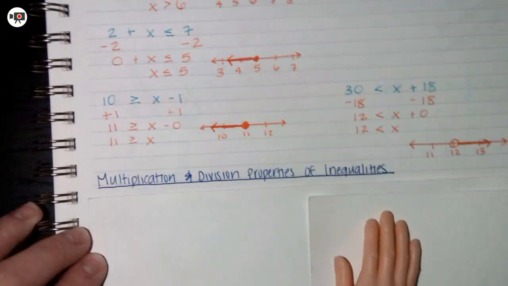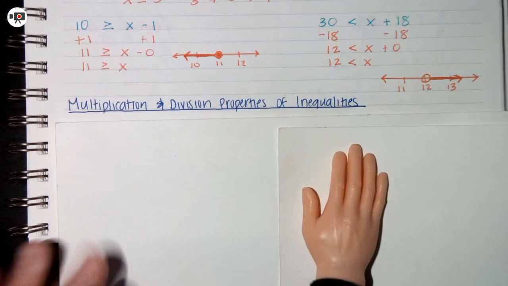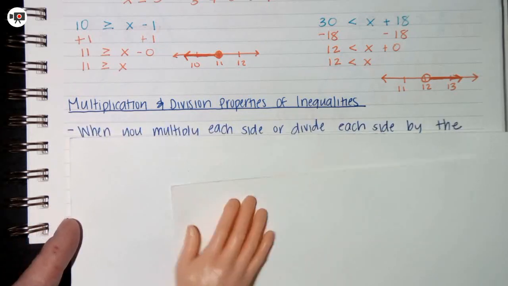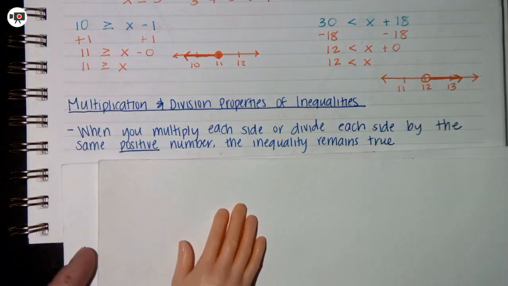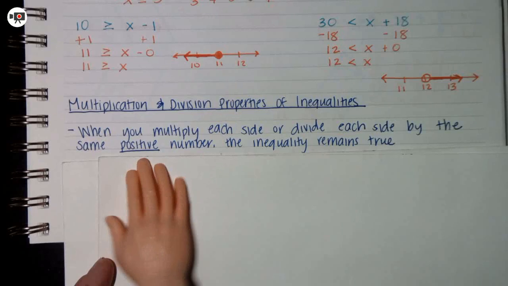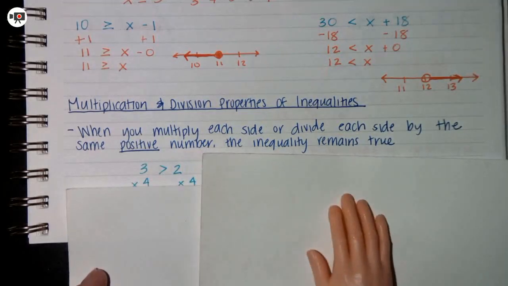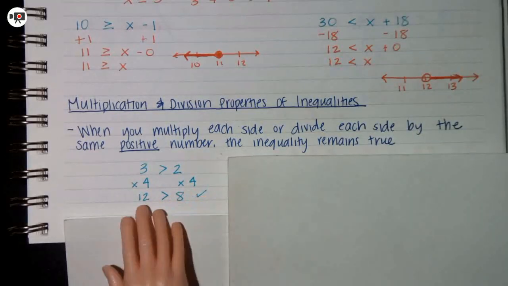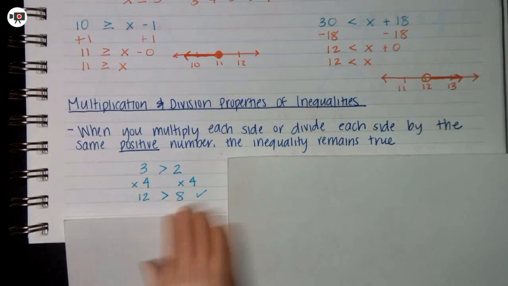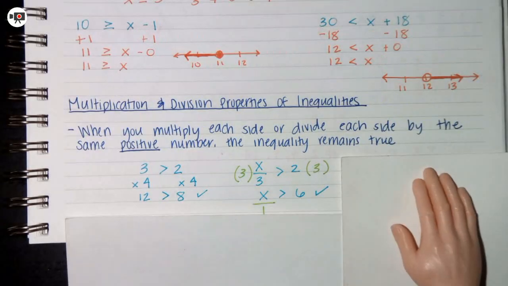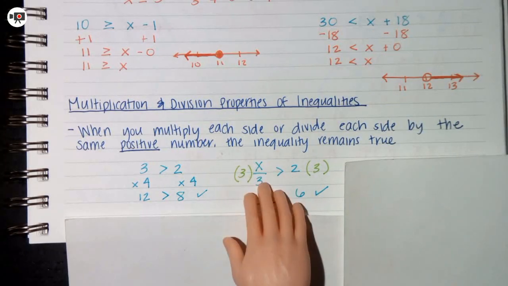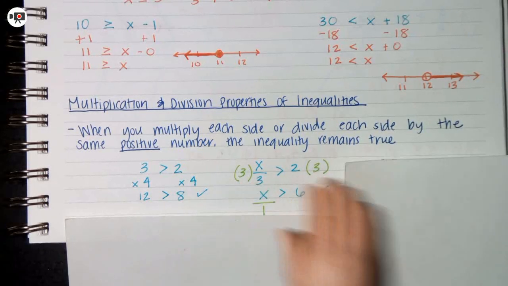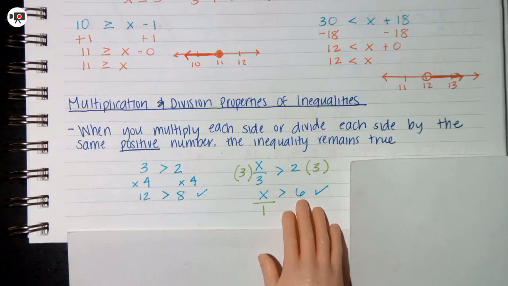When we multiply or divide, the properties of inequalities work the same as they do for equations, for positive numbers at least. So when we multiply or divide each side by the same positive number, the inequality remains true. So if I have 3 is greater than 2, and I multiply each side by 4, 12 is greater than 8, and that is still true. So I can try that with variables as well. X divided by 3 is greater than 2. The opposite of dividing by 3 is multiplying by 3, so I multiply each side by 3 to get x is greater than 6.